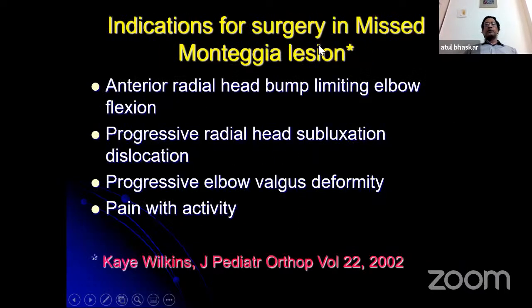Okay. When do we do the surgeries for missed Monteggia? When they come with a radial bump, which is a progressive elbow subluxation causing valgus deformity. Usually they get pain with overhead activities or while throwing, and parents complain of a bump in the front or the side of the elbow.